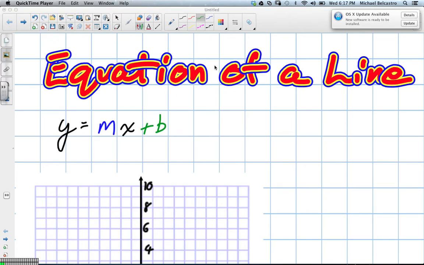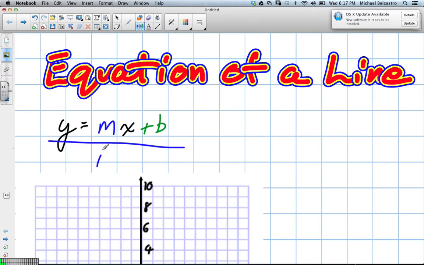Okay, so we're going to go over the equation of a line. Let's see what you remember from before. Do you recall this equation, first of all, to represent the line? Do you remember what M stands for?